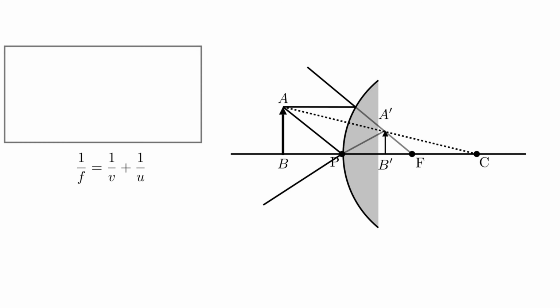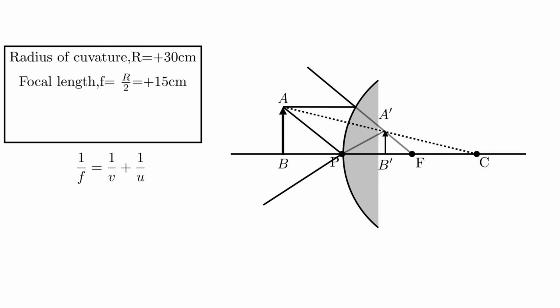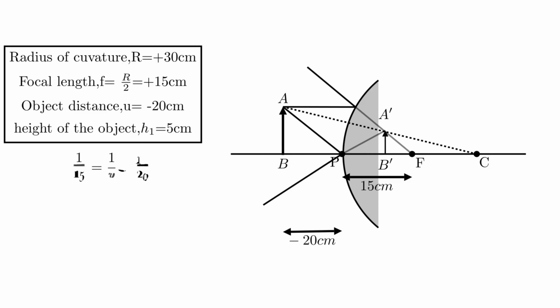Since radius of curvature is twice the focal length, therefore focal length equals half of radius of curvature, which is positive 15 cm for a convex mirror. Distance of object u equals minus 20 cm. To find the position of image, put the corresponding values in the mirror formula to get 1 over 15 equals 1 over v minus 1 over 20.